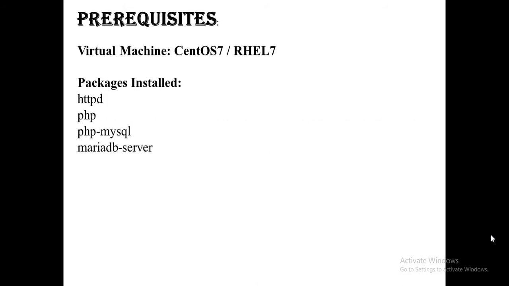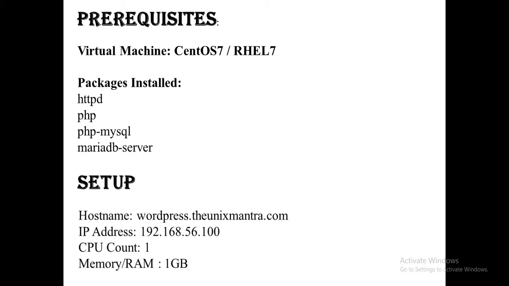So the prerequisite in order to install WordPress: you will need a server, let it be a virtual server. In our scenario, we are going to use a virtual machine with CentOS version 7 installed. We'll also need a few packages to be installed, which are httpd, php, php-mysql and mariadb-server.